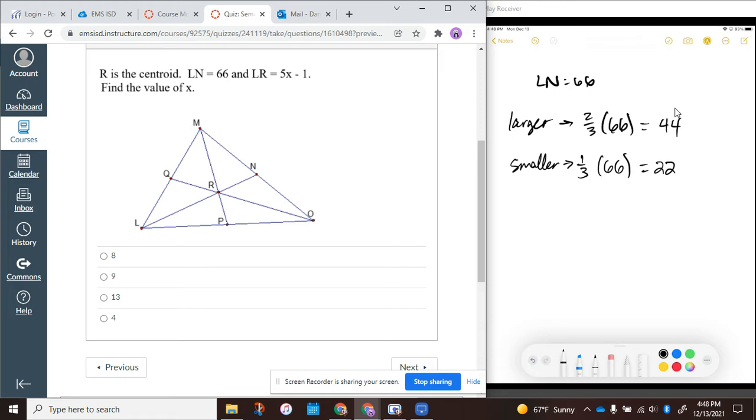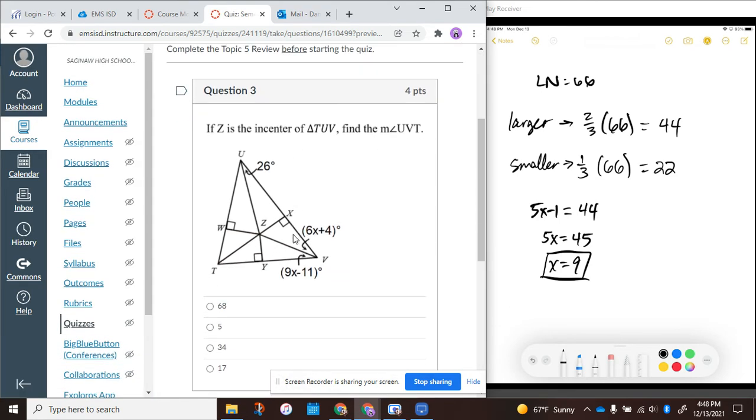We set up an equation that looks like this: 5x minus 1 equals 44. That becomes a very easy equation to solve, because you can just add the 1 and then divide by 5. That right there is what we were looking for. And make sure, of course, that you answer the question that's being asked: find the value of x. So x equals 9. That is the end of this problem.